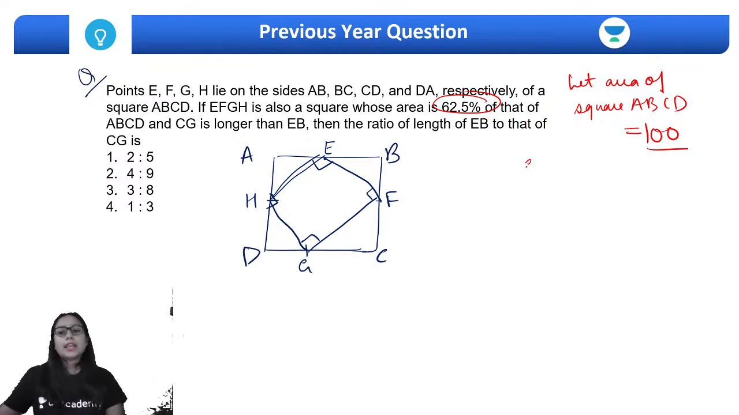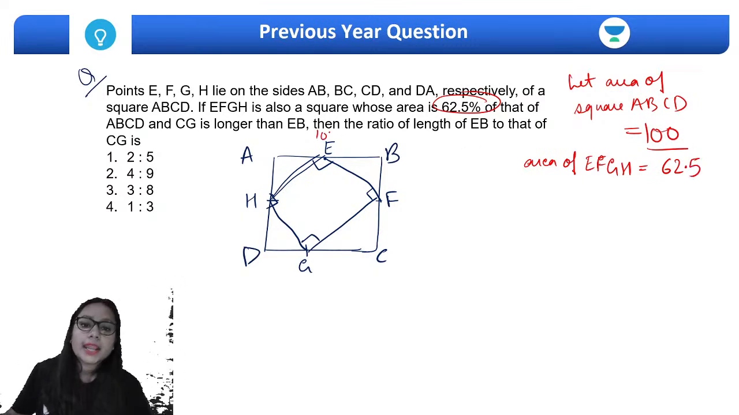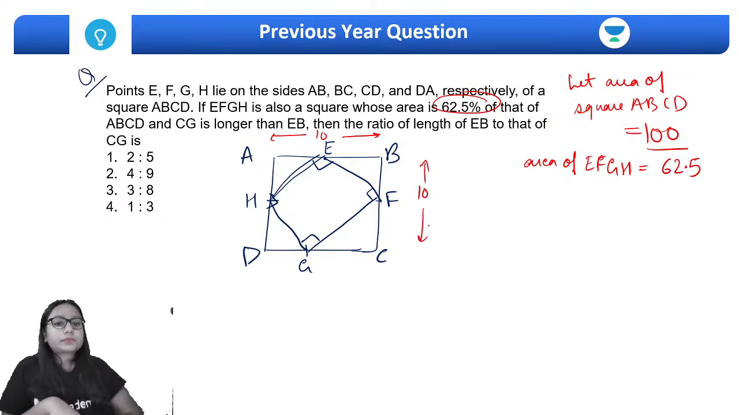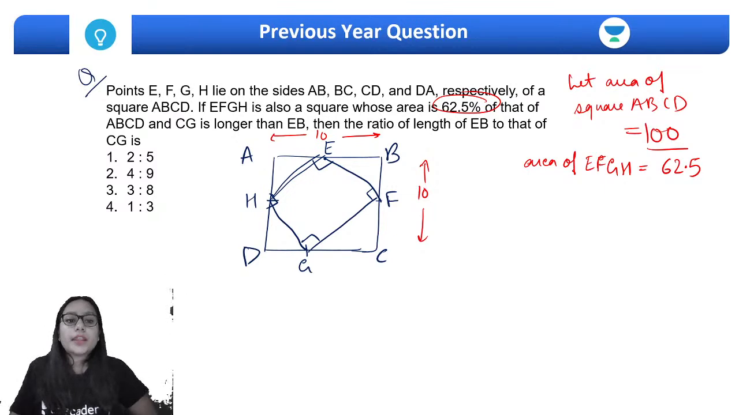So, it means the area of square EFGH will be equal to 62.5. Now, the side would be 10. As the area is 100, the side of the bigger square would be equal to 10. Let's see what we need to find. Now, it is given that CG is longer than EB. So, CG means this side is longer than this side.